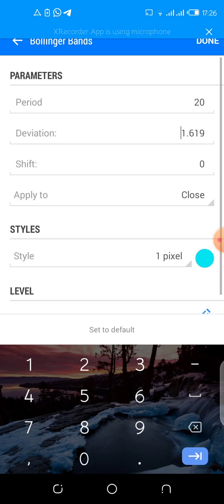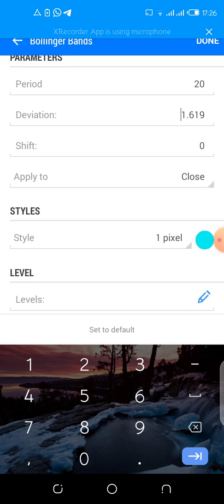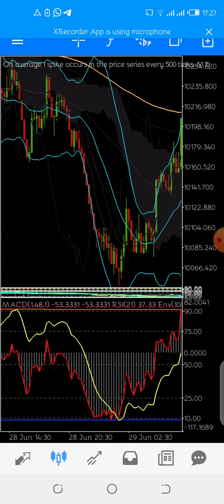Let's change this to 2.0 because it is on the main chart. I always use 1.6 when it is on the indicator window like the TDI. So for the main chart, you can use 2.0. Done. So that is our Bollinger Band for the main.